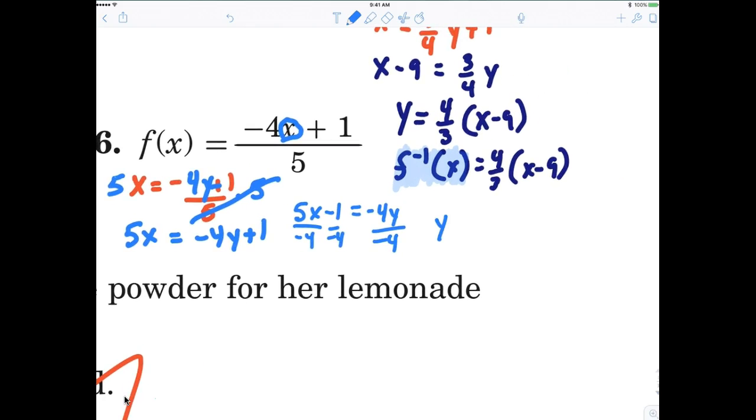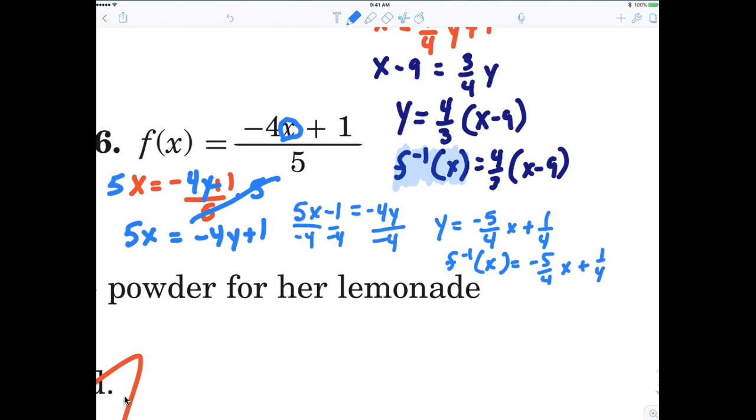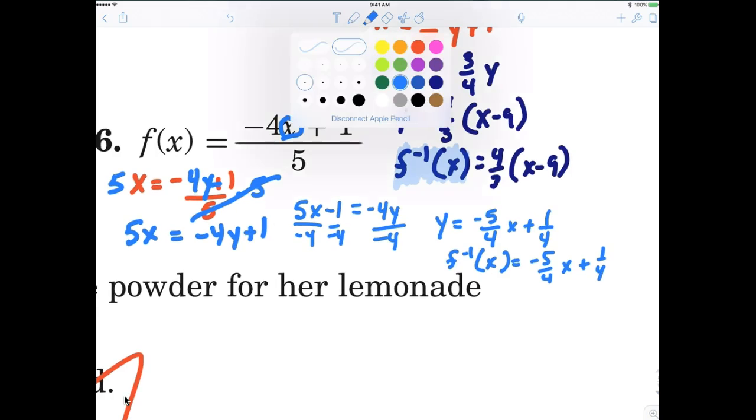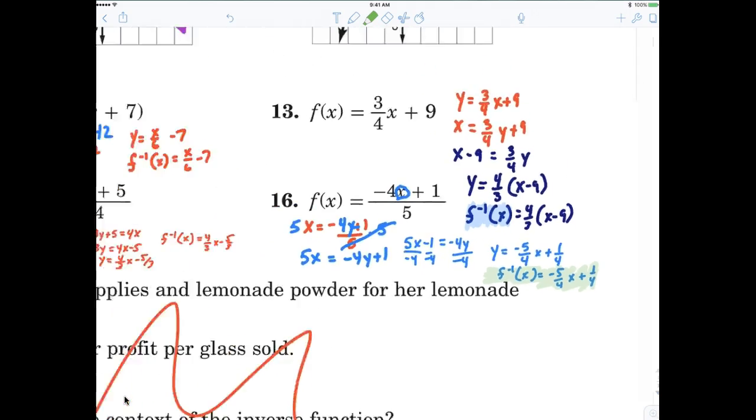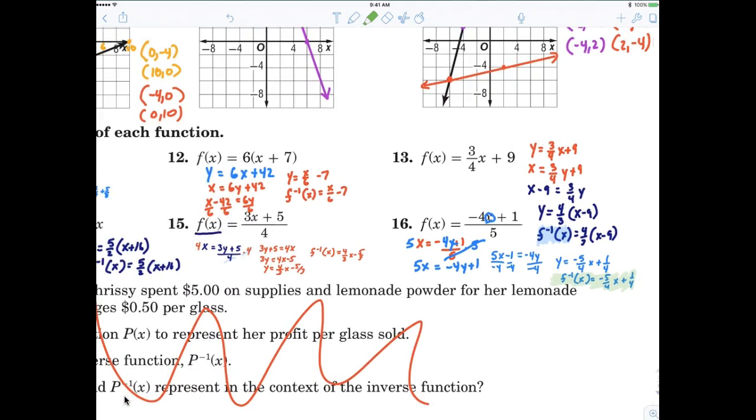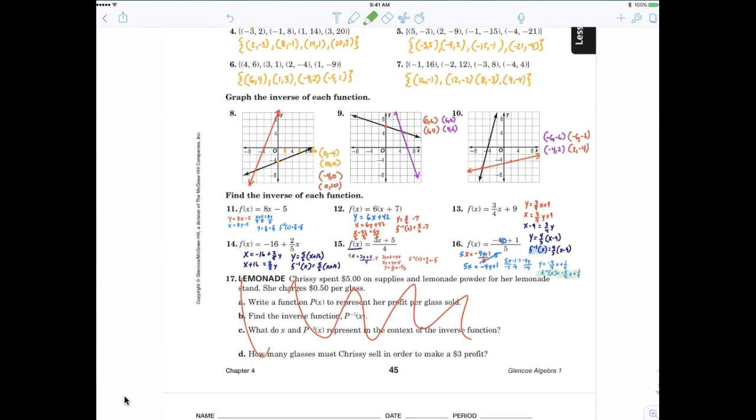So we would say y is equal to negative 5/4 x plus 1/4. So f of negative 1 of x equals negative 5/4 x plus 1/4. Again, final answer. Again, not too bad. Please listen: if you're having trouble, go back, listen to the tape, go slow. It's really simple. Switch x and y whenever you want to find the inverse.